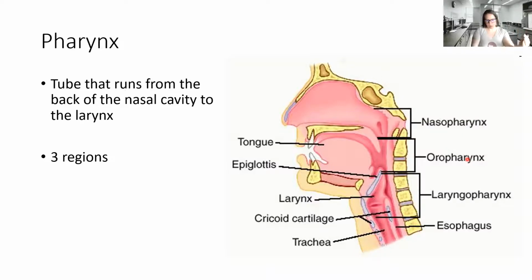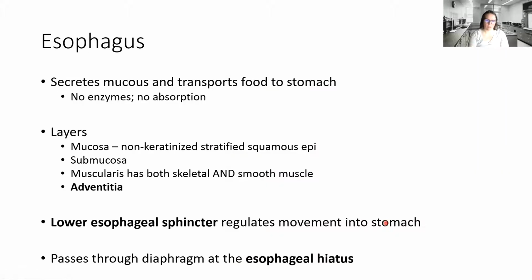So what happens is we chew our food, we swallow it, it heads down the pharynx, and then it's going to meet up with the esophagus. Now, the esophagus has no role in digestion or absorption. It's just going to move food from your mouth to your stomach.